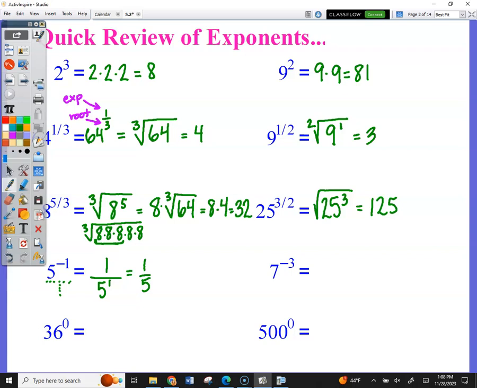So what would 7 to the negative thirds be? 343. Correct, and the 343 came from? 1 over 7 to the third power. Very good. So this would be 1 over 7 cubed, which cleaned up looks like that.